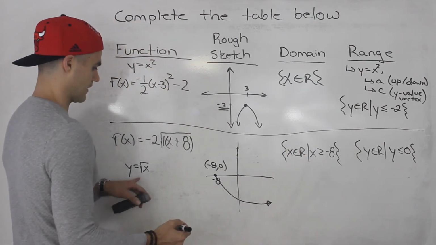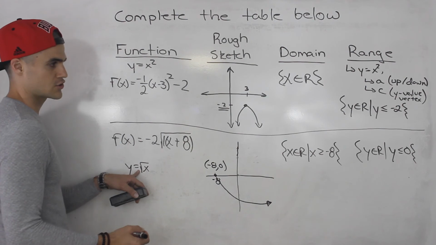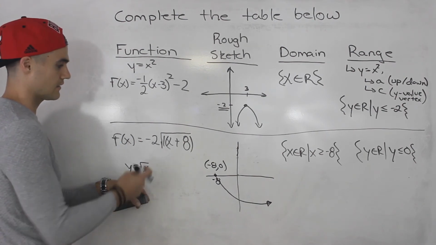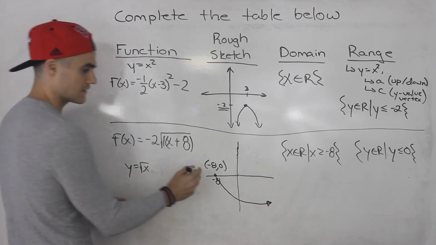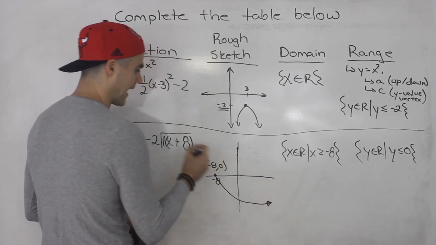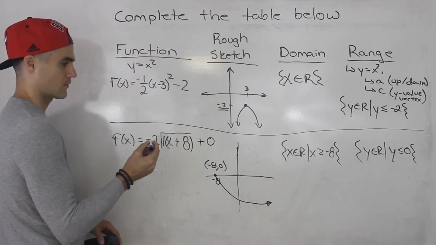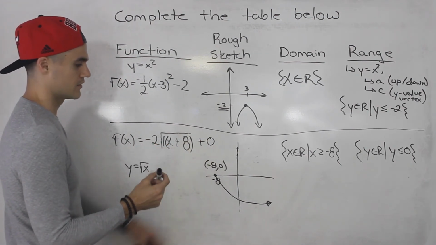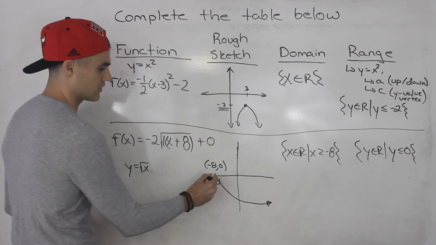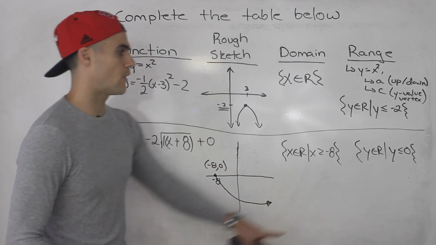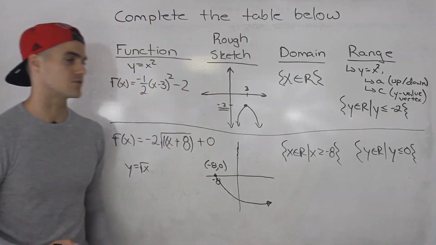And then for a root function, the range depends on the sign of the a value. So the a value is negative, so it's opening down. And it also depends on the c value. The c value is like 0, right? It's not been shifted up or down. So it's still here at a y value of 0. It's just opening down now. So y is less than or equal to 0.